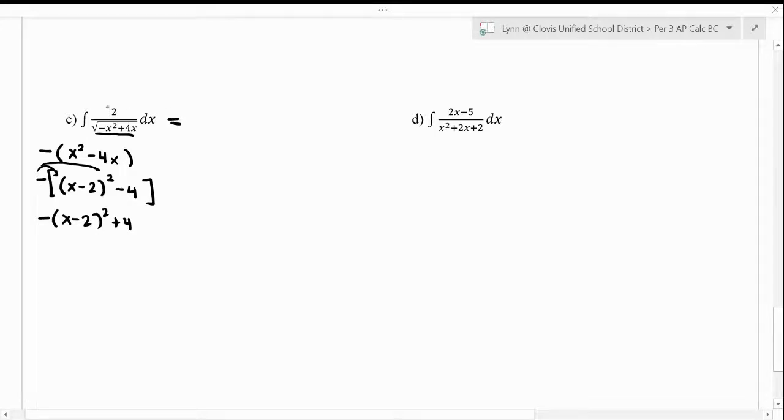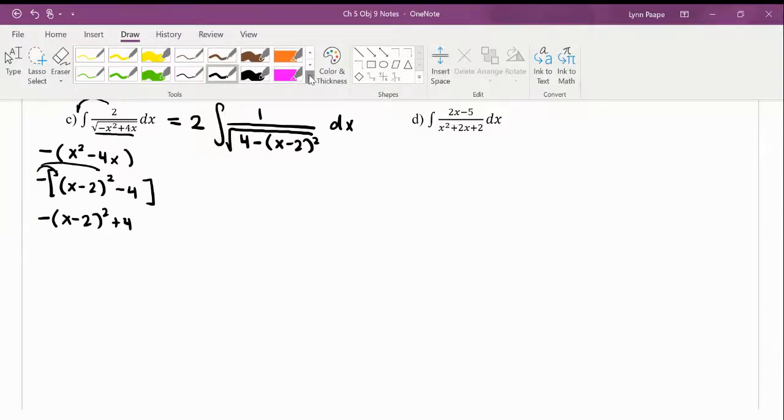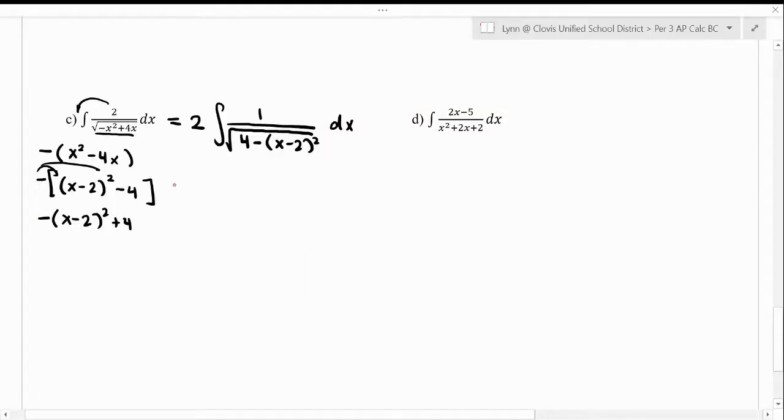So let's go ahead and incorporate that now into the integral. So I'm going to pull that 2 out. And then this is under my square root, but because it's arc sine, I want my constant first. So that would be 4 minus x minus 2 squared, and then that's under the square root. Okay, so a little tricky there. So maybe pause, maybe look at that again one more time just to make sure that made sense to you, okay?